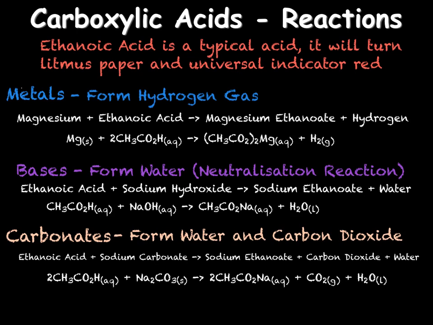So we have 2CH3CO2H, that's our ethanoic acid, plus Na2CO3, which is our sodium carbonate. The ethanoic acid is aqueous, the sodium carbonate is solid, which forms our sodium ethanoate, 2CH3CO2Na, which is aqueous, our carbon dioxide, CO2, which is gas, and finally our water, H2O, which is liquid.